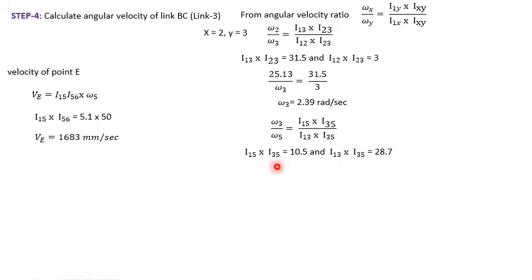I15 and I35 is 10.5 centimeter, and the I13, I35 length is 28.7 centimeter. So after substituting all the values and simplifying this equation, we got omega 5 as 6.54 radians per second. Substitute this 6.54 in this equation and simplify. Therefore V becomes 1683 millimeter per second, or we can write this in meter per second. It becomes 1.683 meter per second.